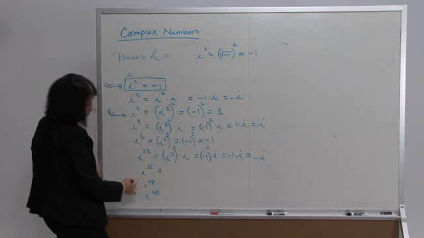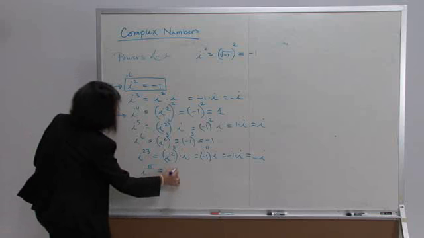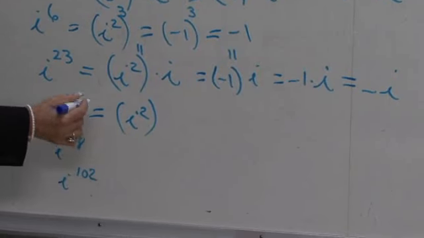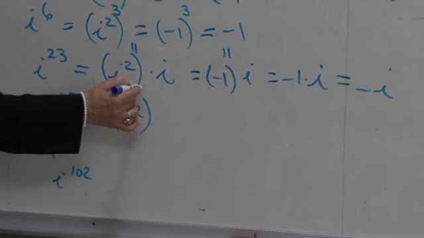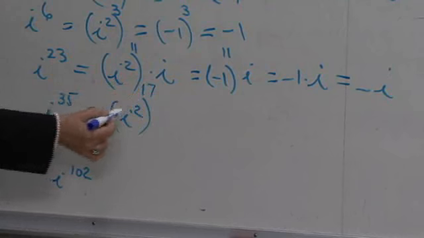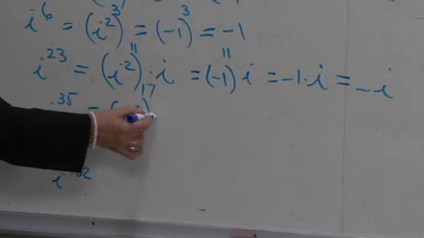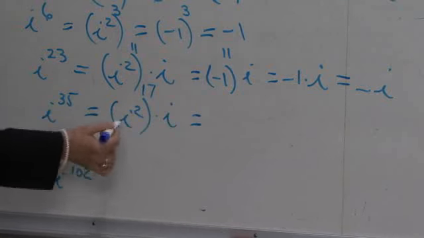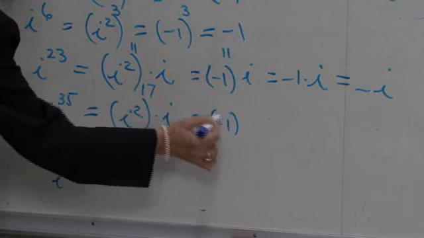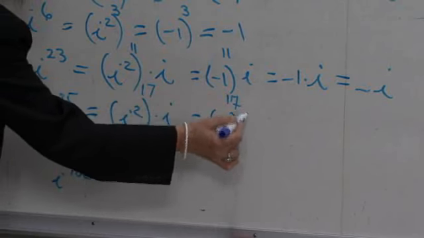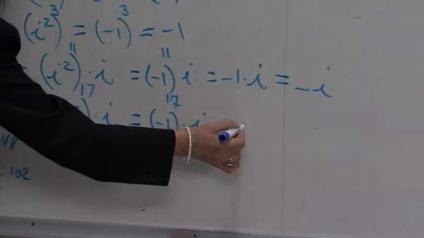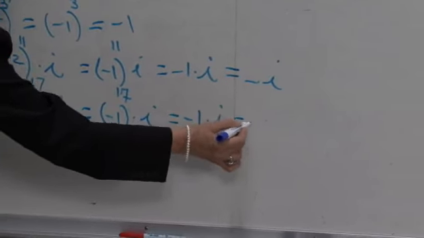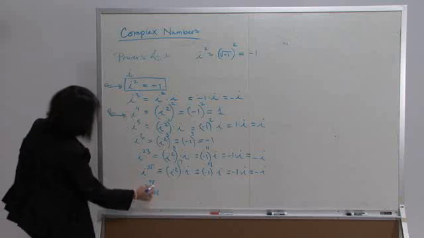Now let's look at i to the 35. So take i squared times what? That makes it 35 or less. 17. 17 times 2 is 34, so I have an i left. So i squared, replace it with -1. Notice -1 to an odd power multiplied by i. -1 to an odd power is a -1 times i, which is also -i.